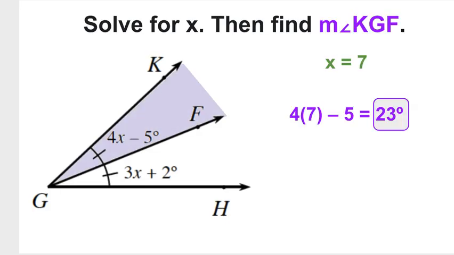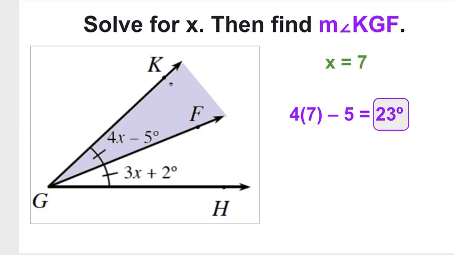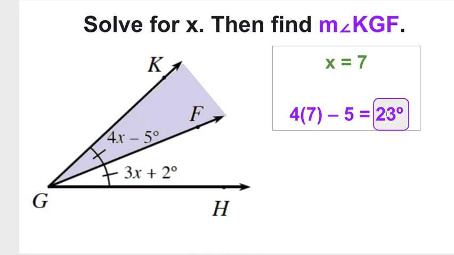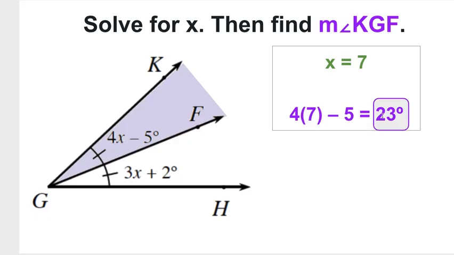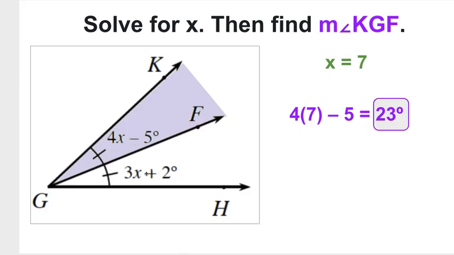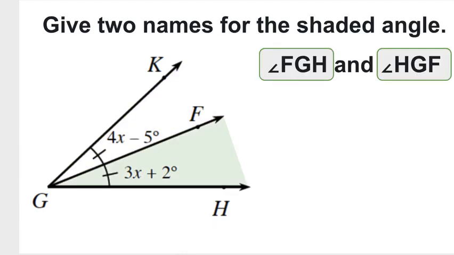Next, if I have a question like this, it says, now what is the measure of KGF? Well, then I have to take that 7 I just solved for and plug it back in like I did in the previous question. So 7 times 4 is 28. Take away 5 gives you 23. Now I don't need to plug x into this one here, because if they're congruent and this one's 23, I don't even have to solve this one right here. I know it's going to be 23 for the answer also. They're both going to be 23.